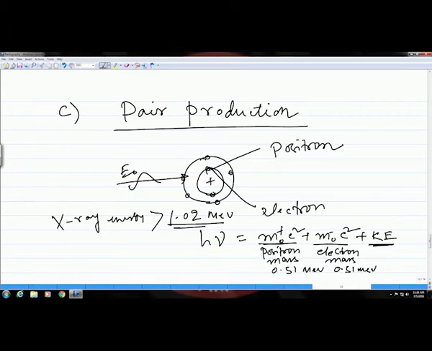Okay. These positrons are not stable, so they disintegrate into two photons of gamma rays of energy 0.5 mega electron volt each. Okay. So, this is how this particular process happens.